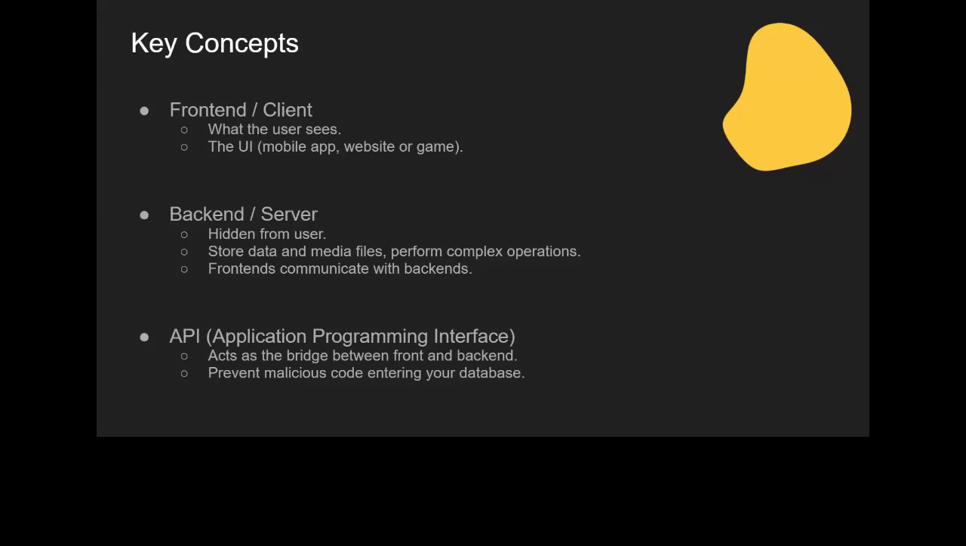Then we have our back end, also called servers, and that's hidden from the user. That's where we'll store all our data, media files, and perform any complex operations that you wouldn't want to do on the front end. And the front end communicates with the back end using what's called an API, or application programming interface. That acts as a bridge between the front and back end. It's also like a filter to prevent any unwanted things from entering your backend, like viruses and stuff like that.